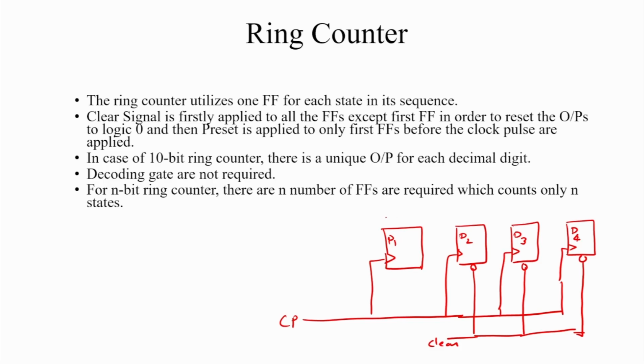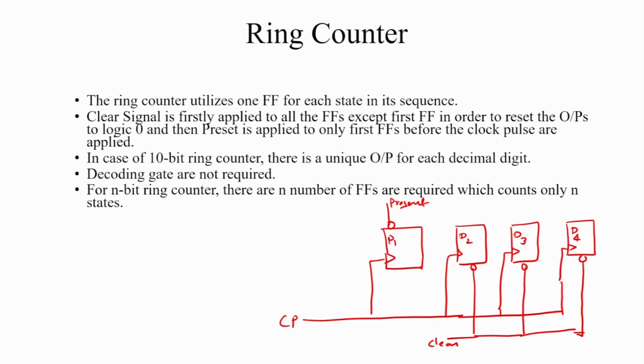In this case there is a preset input. In case of the first flip flop there is a preset input. This is a preset input. Preset input means when the preset input is 0, what will be the output? The output is 1. When the preset input is 0, the output of Q becomes 1.